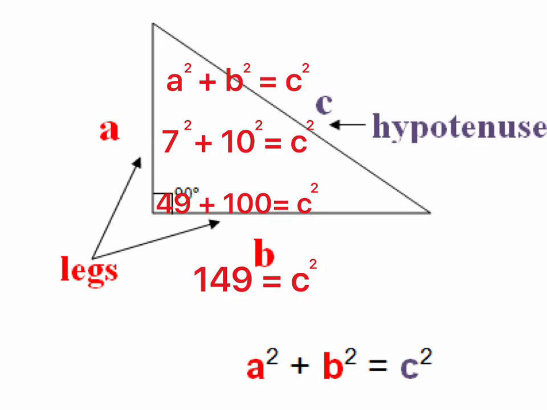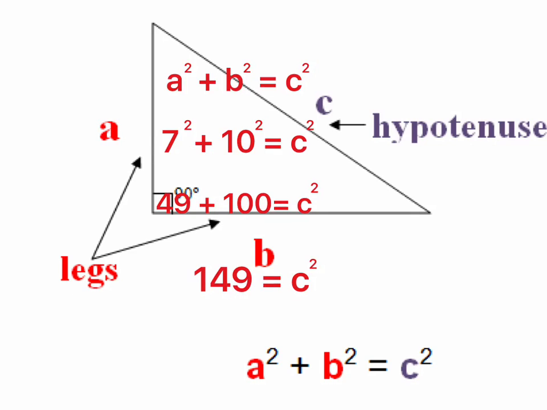Well, to know that, we have to know what the opposite of squaring something is. And the answer is square rooting something. The square root of C squared is C.